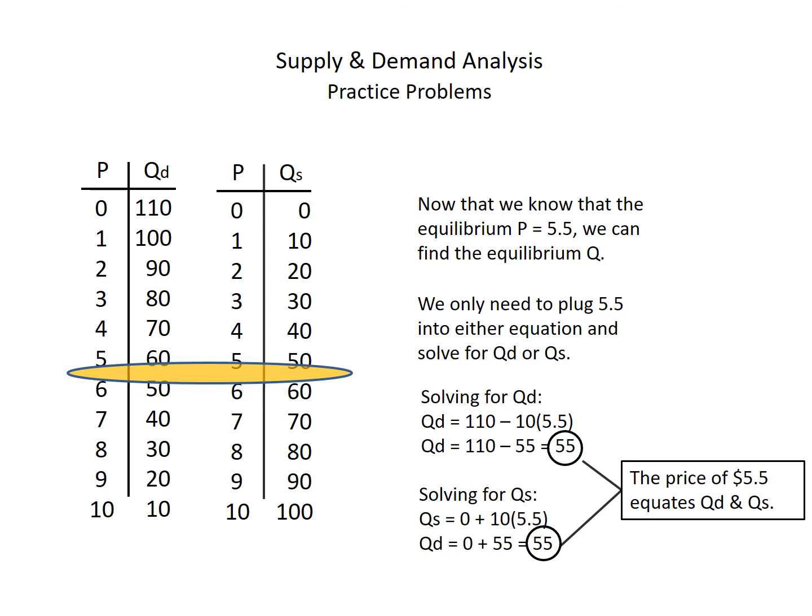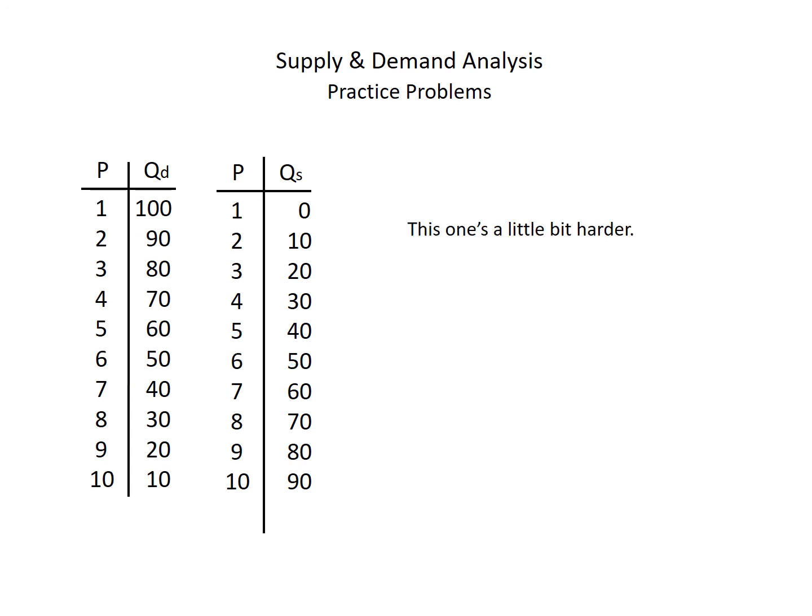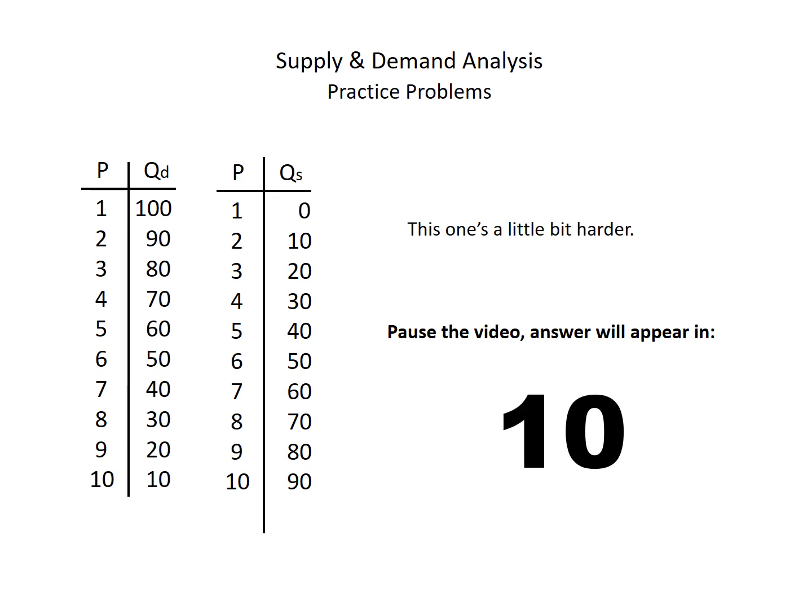Now these values don't show up on this particular schedule, but if we were to flesh out that schedule more completely, they'd be there. This next one's just a little bit harder because the supply equation has a negative alpha coefficient. Pause the video here and see if you can work this one out. If you can, you'll know enough to ace any supply and demand problem that you'll need to solve by equation in this class.